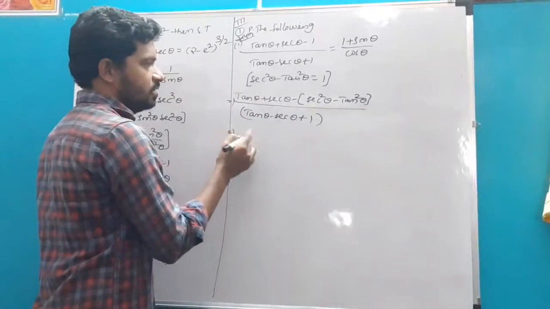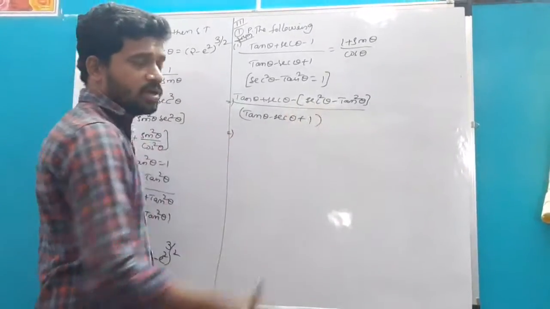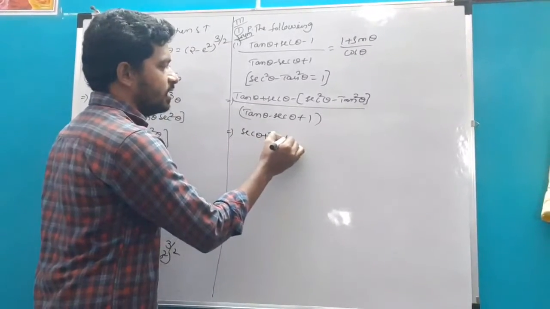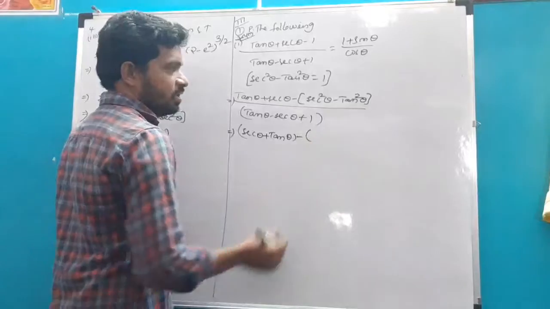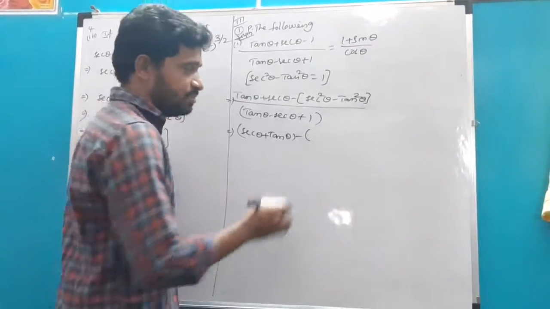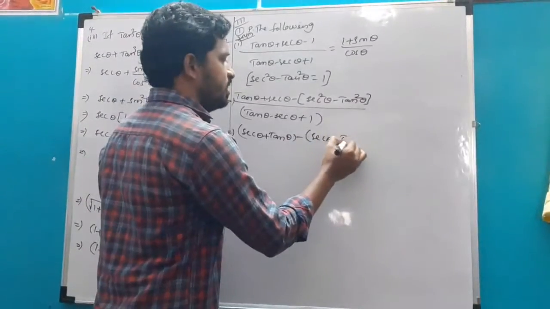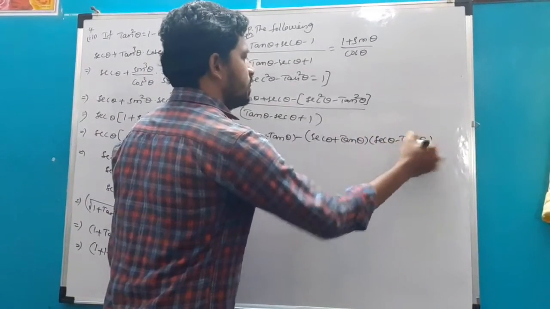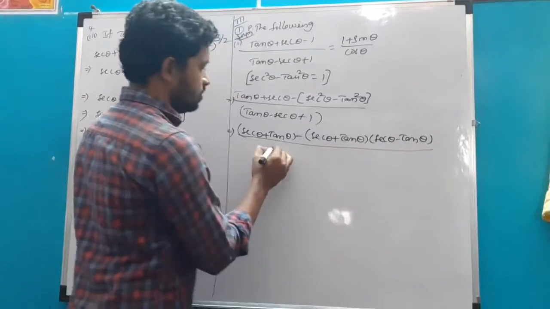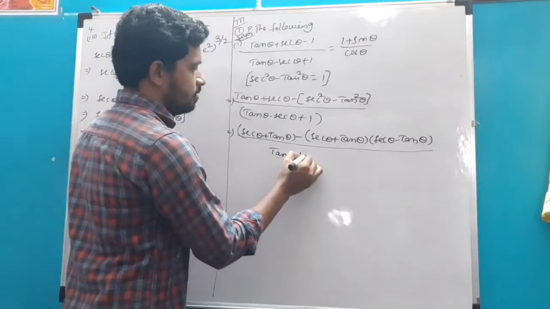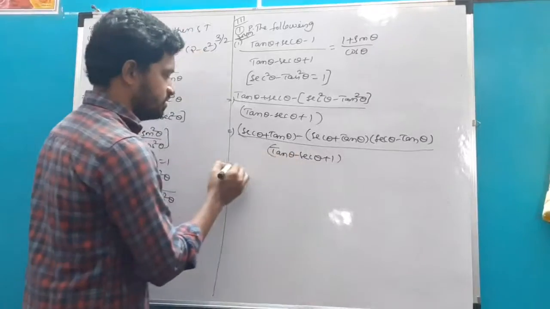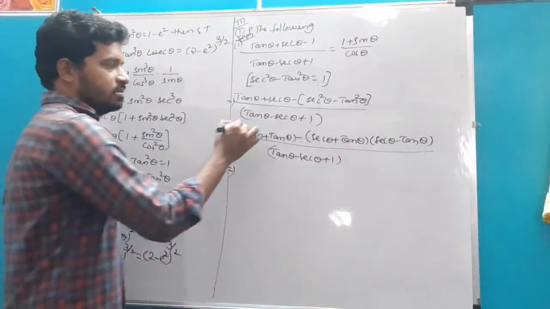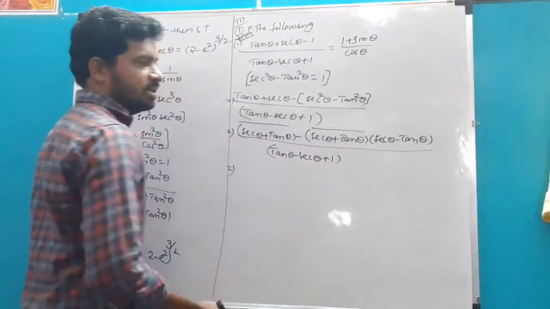Next step. Here this is in the form of a square minus b square. So we write secant theta plus tan theta minus of secant theta plus tan theta into secant theta minus tan theta, by tan theta minus secant theta plus 1. Now observe the numerator here. What is common in the numerator? Secant theta plus tan theta is common.